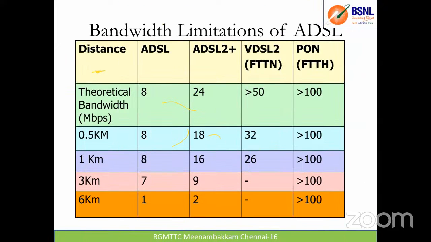These are some of the bandwidth limitations of ADSL. Actually, it comes under copper, that is, ADSL and ADSL 2 plus all come under the copper connection. That is download speed and how many kilometers we are able to use. ADSL we can use up to 0.5 kilometer at 8, ADSL 2 plus we can use up to 18, VDSL we can use up to 32, and PON in case of FTTH is high when compared to copper connection.